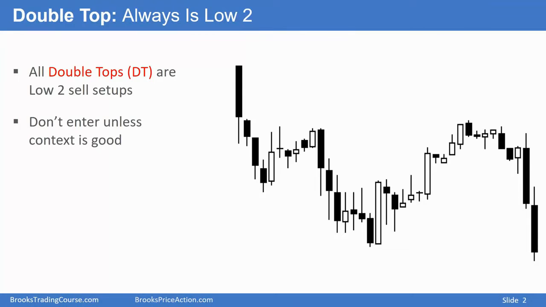All double tops are low 2 sell setups, but don't sell unless the context makes sense. Here we have a small double top. Here we have a bigger double top. Double top, so this is a large low 2 sell, even though it's subdivided and it's also a wedge bear flag or a wedge lower high. Small double top, so it's a low 2, low 1, low 2.